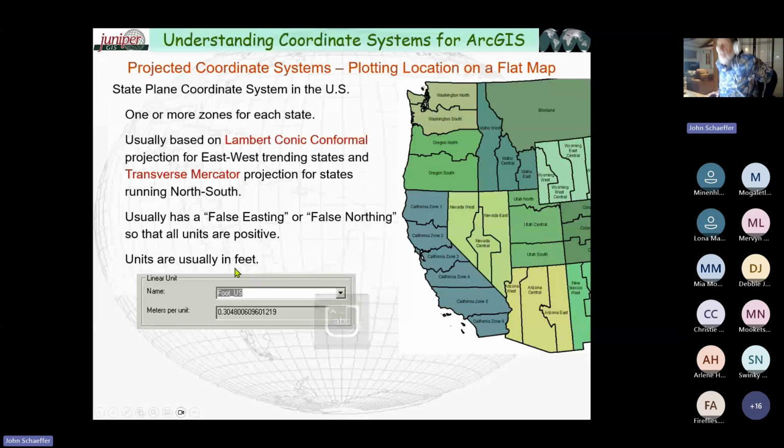So I'm going to show you different coordinate systems used in the US. Again, remember, you have your own set of different coordinate systems you're working with, and you need to understand those so you can figure out any coordinate system problems.